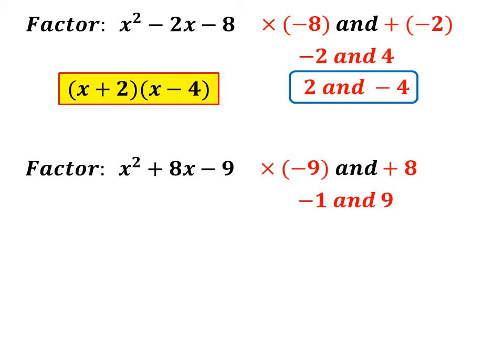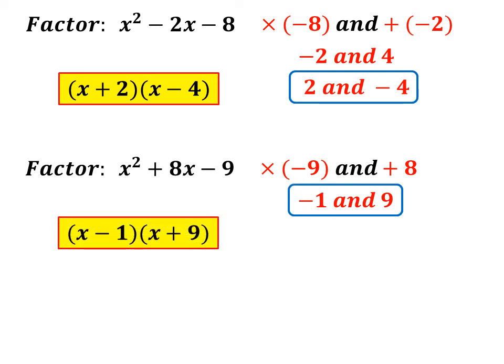We multiply negative 1 times 9, that's negative 9. Negative 1 plus 9 is positive 8. So our answer is x minus 1 times x plus 9.